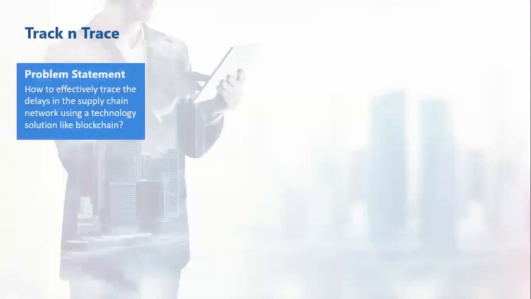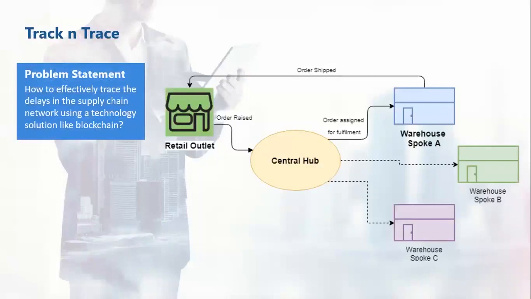One of the retail giants approached JK Technosoft with the problem that they were not able to effectively track the delays that were happening in the distribution network. They were implementing a traditional hub and spoke model, as you can see on your screen. The retail outlet used to raise an order which was forwarded to the central hub, which would then identify the best suited spoke to fulfill that particular order. In this, there were delays happening, and when the management tried to probe and identify, there was no concrete root cause that they were able to pinpoint.